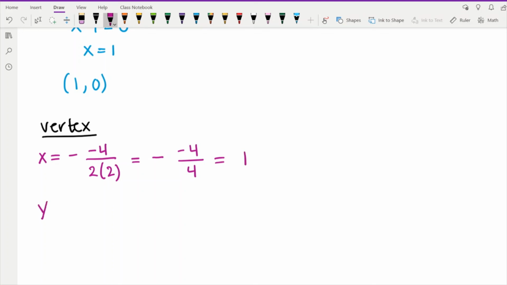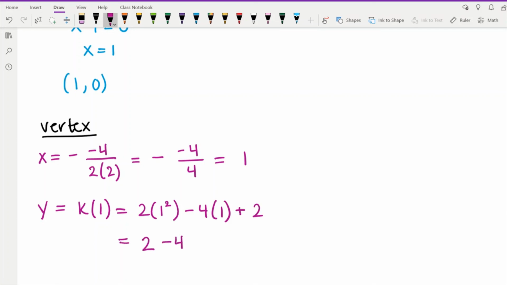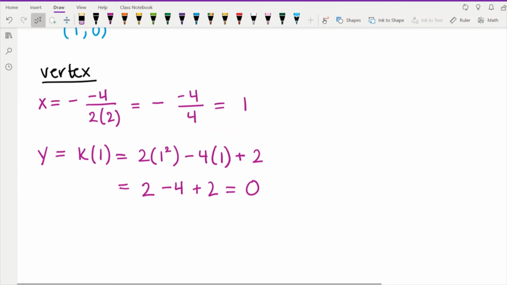And so to find the y-coordinate, we just plug that number in. This time we have a nice simple number to plug in. So when we plug in 1, we have 2 times 1 squared minus 4 times 1. Do I have the right function? Yeah, plus 2. And so this is going to be 2 minus 4 plus 2, and so that is equal to 0. And this shouldn't be too surprising. So let me just write this down. Our vertex is the point (1, 0).